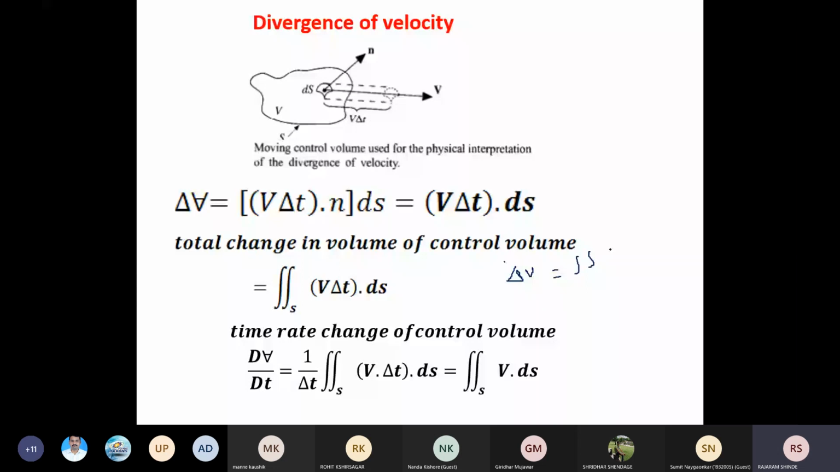okay. Now I will divide by delta t on both sides, on this side also and on this side also. Now this is delta v by delta t. It is the time rate of change of volume. Okay, so I can write dv by dt, this is equal to 1 upon delta t integration of v dot delta t dot ds. Now when we take this delta t inside this integration, you can cancel this and you get v dot ds only.